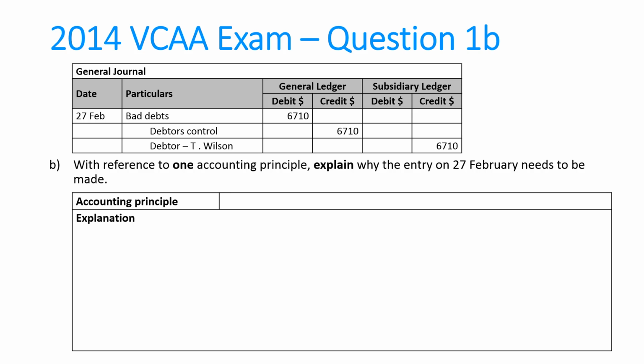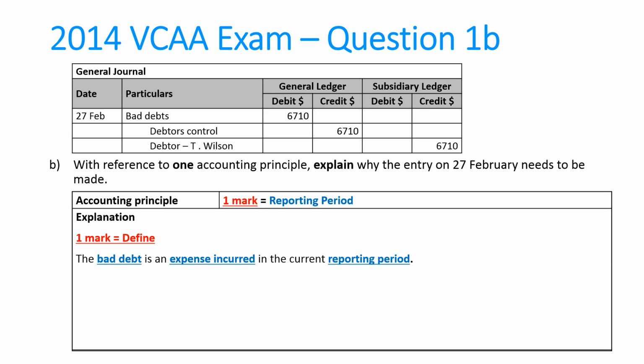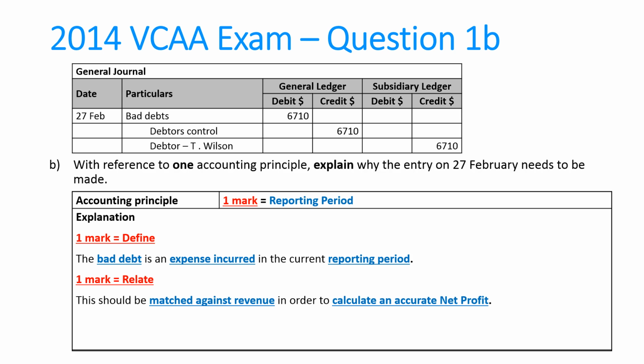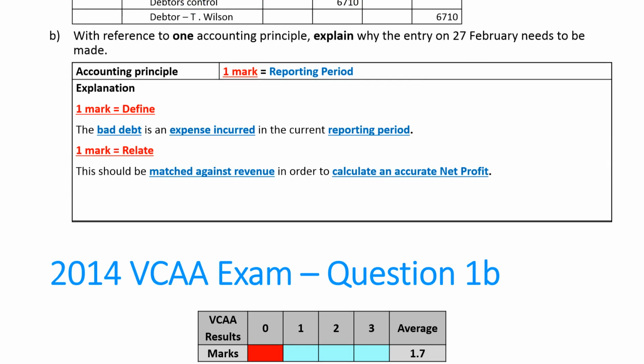Another alternative answer was you could have used the reporting period principle. So we answer that the same way. We identify it for 1 mark, we define it, so in this case a bad debt is an expense incurred in the current reporting period. And then what has that got to do with a bad debt? Well, we need to match that against our revenue, and that'll help us calculate an accurate net profit.